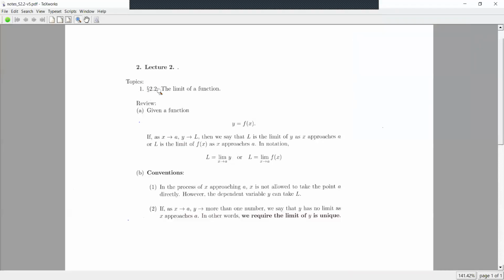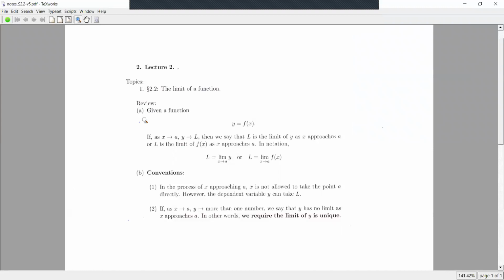Section 2.2 again. Today, I want to show you more examples about the limit of a function. Before I present the examples, let's review what we learned in the last class.